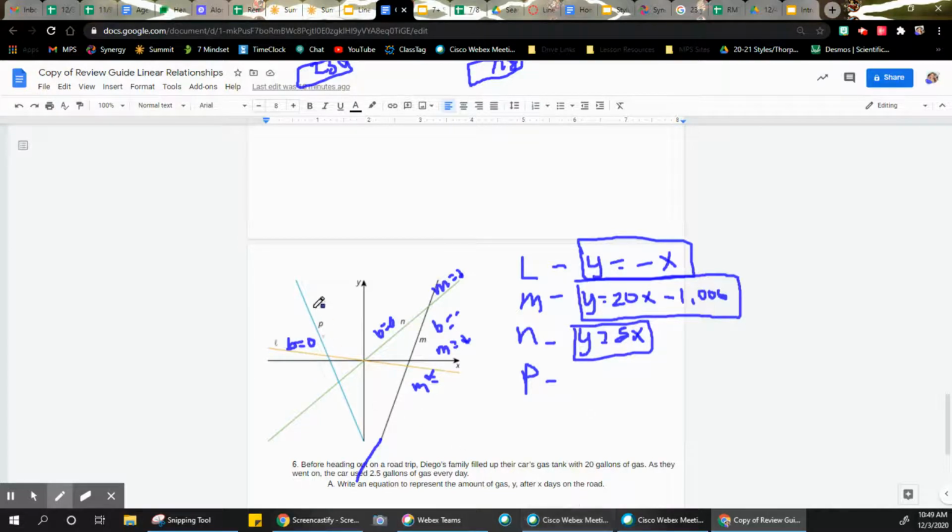And for my last one, P, I can see that my y-intercept is going to be negative. I also can see that my slope is going to be a decently negative number. So I have to pick a decently negative number and a kind of low negative number here. So I'm going to do y equals negative 10x minus, we'll say that's 20.